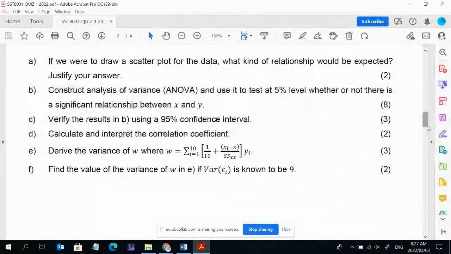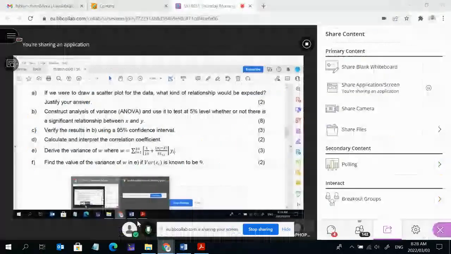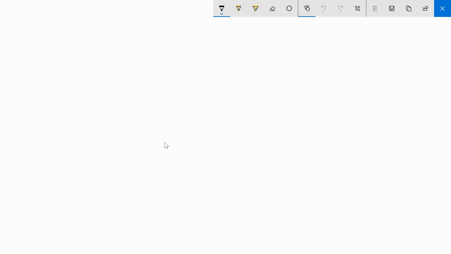Now, we want to find the variance of W, and W is equal to this expression here. So I'm going to find the variance of W for you. I'm going to find that one for you. So let's go back to the whiteboard. So I will write W first here. Our W is nothing but the summation.